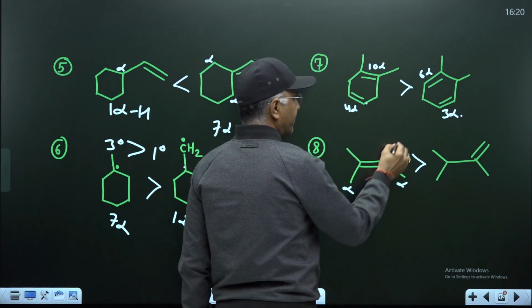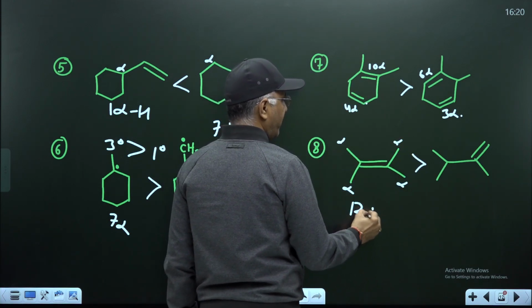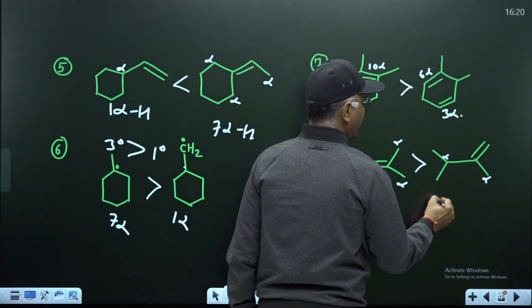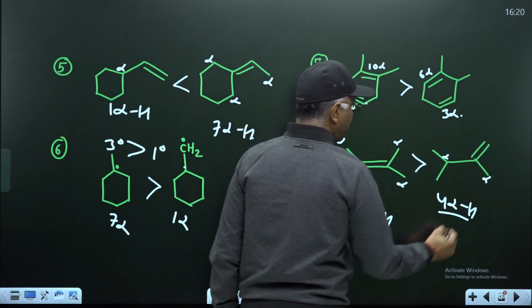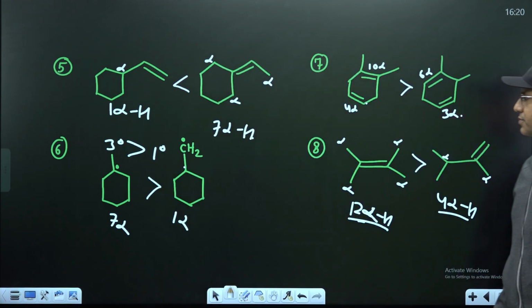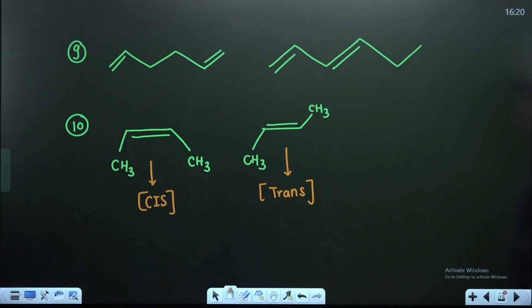Now in 8th, total 12 alpha H and this has 4 alpha H. Again, more alpha, more stability because of hyperconjugation. Try these two examples.